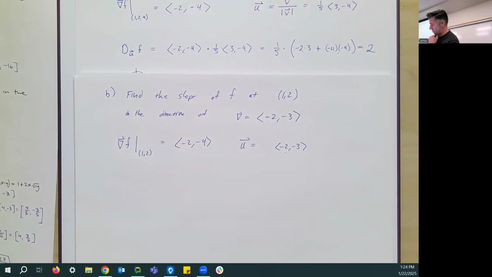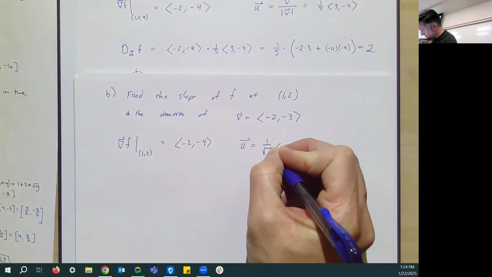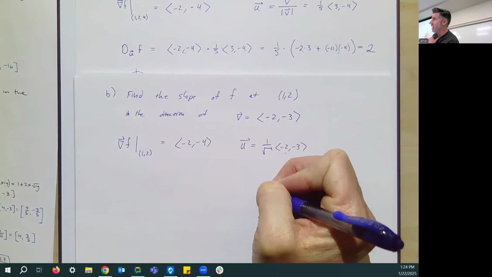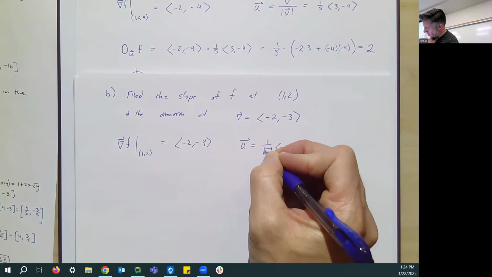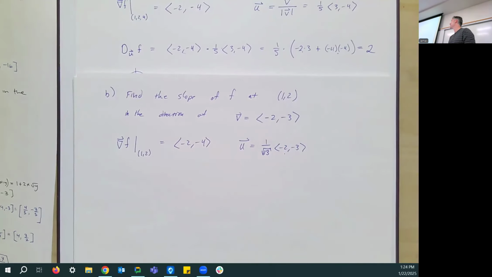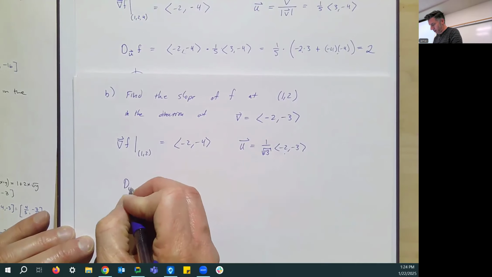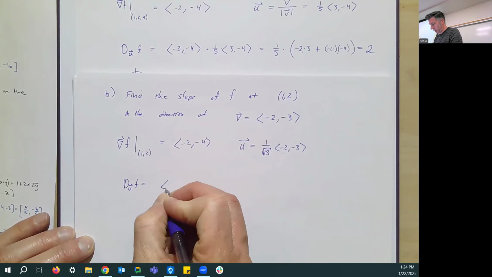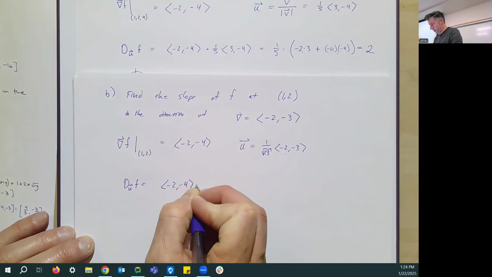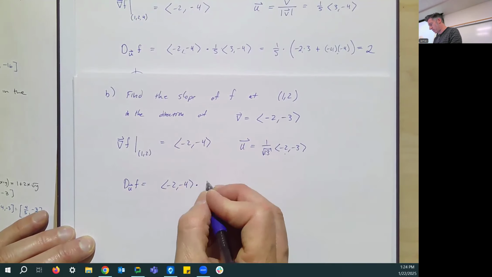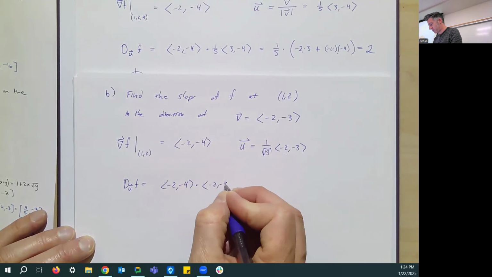Drum roll, please. The square root of... -2. Thank you so much. Yeah, square root of 13. Cool. So now we're going to dot these together, and we're going to get our directional derivative. It's going to be -2, -4, dotted with, I'm going to put the 1/√13 on the other side just because I think it's convenient.